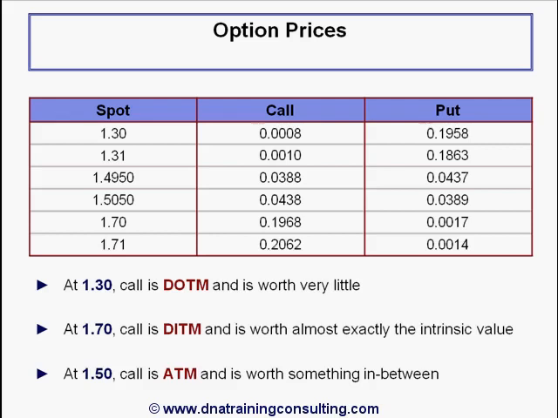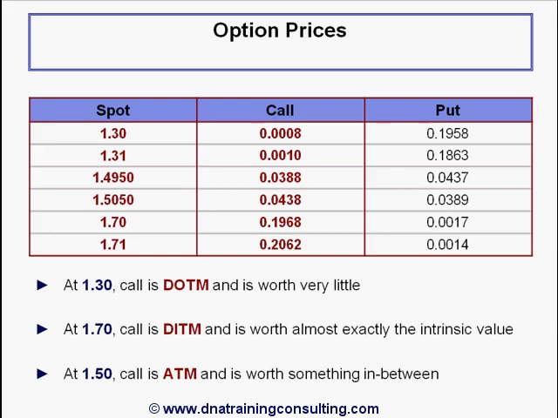Turning now to how the premium changes as the spot changes. You will note that when we increased spot by 1 cent exactly in the 3 states of the call option, the out-of-the-money call rose by only 0.0002, the at-the-money call rose by 0.0050, and the in-the-money call rose by 0.0094, substantially more than the other two.